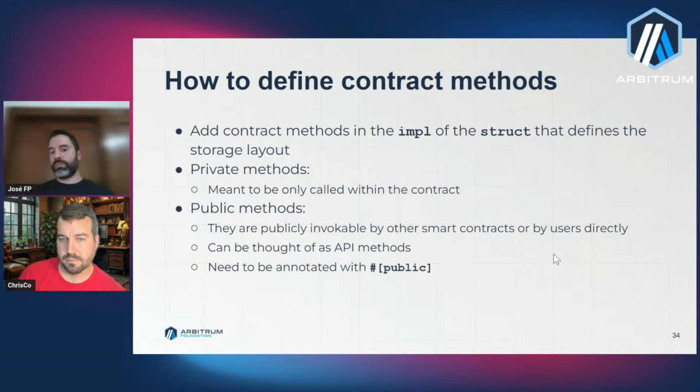Private methods, well, they are only going to be called within the contract, and public methods are going to be publicly called from outside of the contract, right? And so for private methods, we don't need to do anything, but for public methods, we need to annotate those with the public macro, okay? What we're going to do is annotate the impl block that contains all the public functions of our contract.